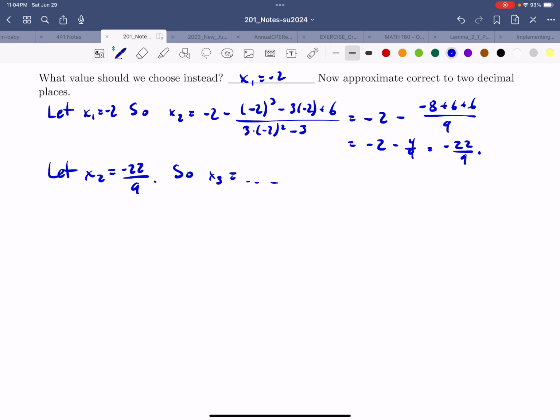Just to be clear, on a quiz or an exam, I would not be able to give you a question that required a calculator, so I'd probably say something like, do Newton's method twice and see what you get.